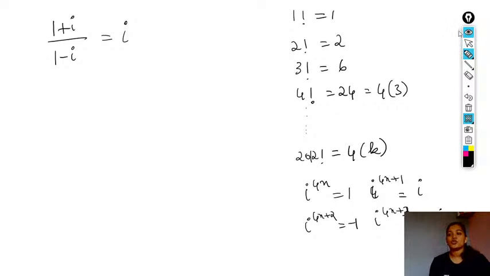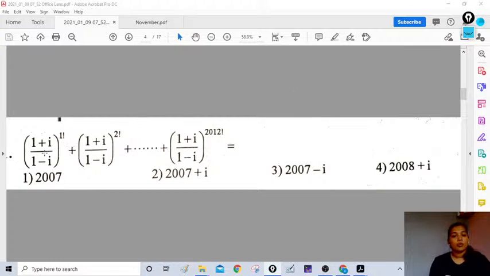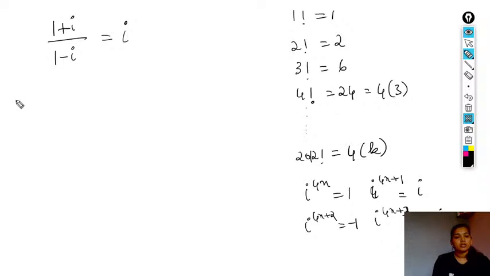So let me quickly show you all the question. So what was the question? 1 plus iota divided by 1 minus iota raised to the power 1 factorial, plus 1 plus iota divided by 1 minus iota raised to the power 2 factorial, and the next term here will be 1 plus iota divided by 1 minus iota raised to the power 3 factorial, and this continues, right? After that we will have 4 factorial, 5 factorial and so on. So we will have the solution here: 1 plus iota divided by 1 minus iota raised to the power 1 factorial, right? 1 factorial is 1, so the first term will be iota.